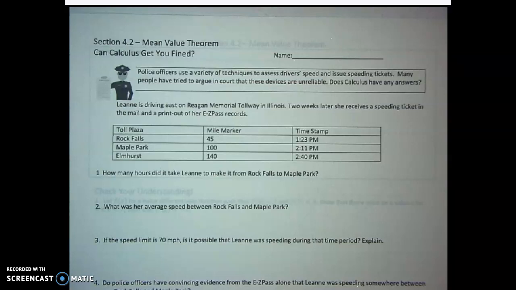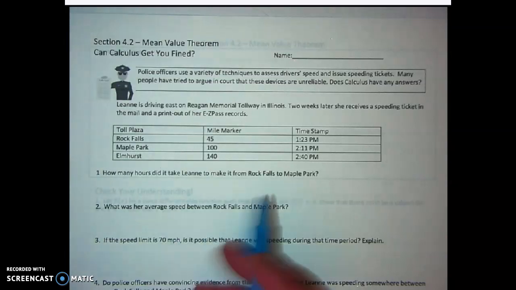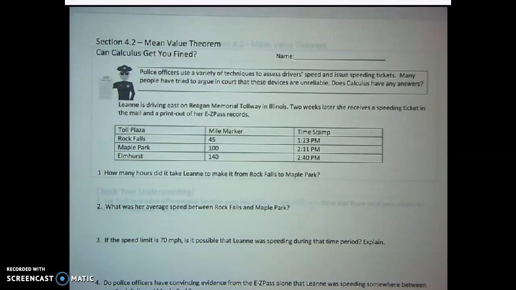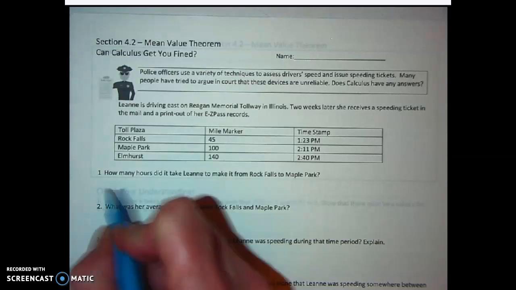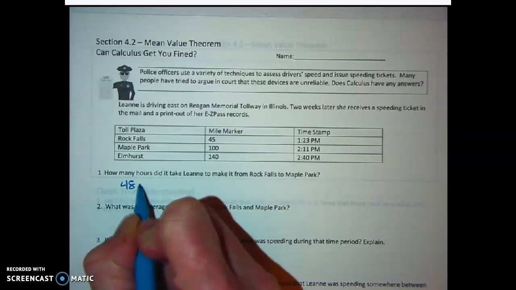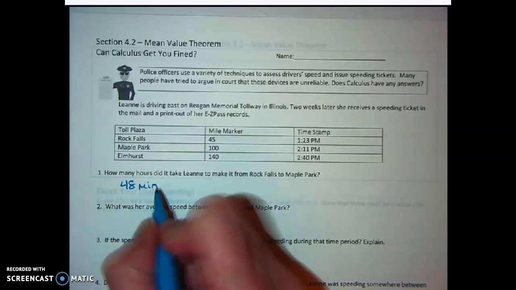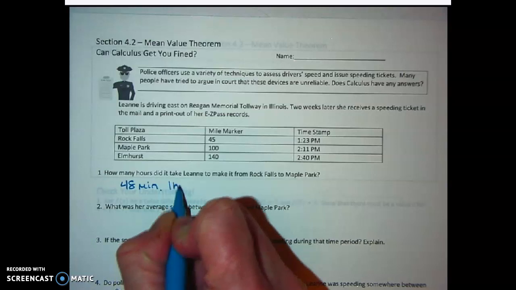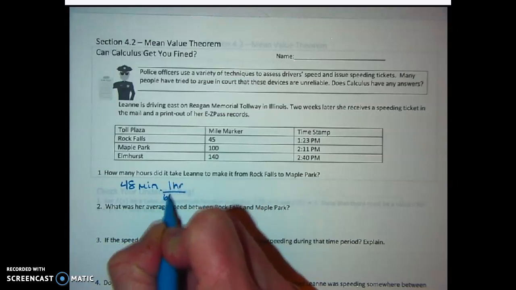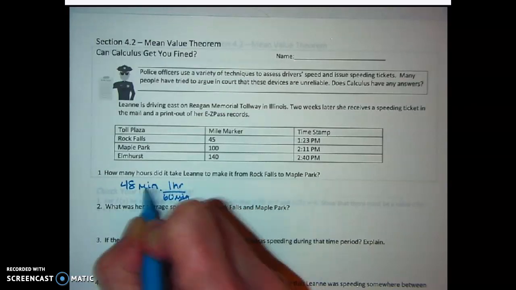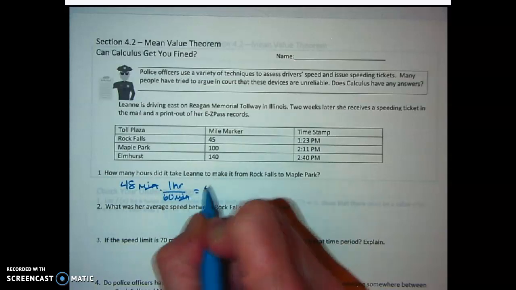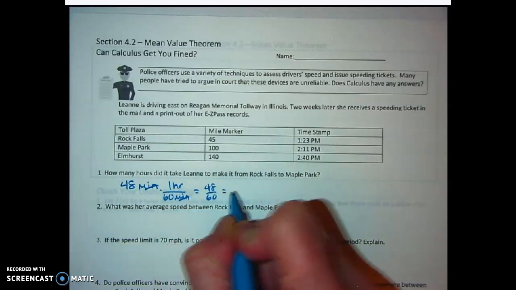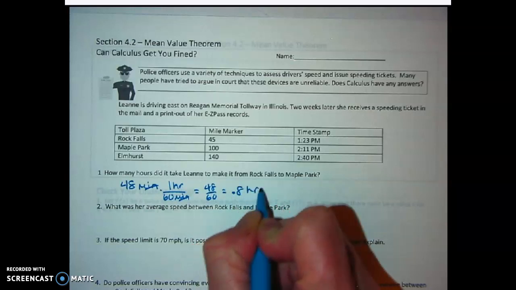Two weeks later, she receives a speeding ticket in the mail and the printout of her E-ZPass records. Looking at this chart, how many hours did it take Leanne to make it from Rock Falls to Maple Park? Well, it took her 48 minutes. So how do we convert that to hours? We just use our conversion. When we do this math, we're going to get that it took her 0.8 hours.